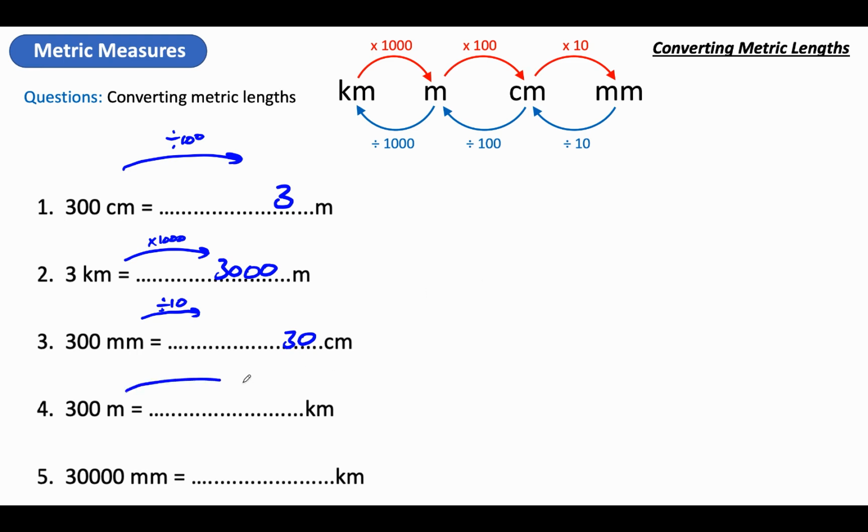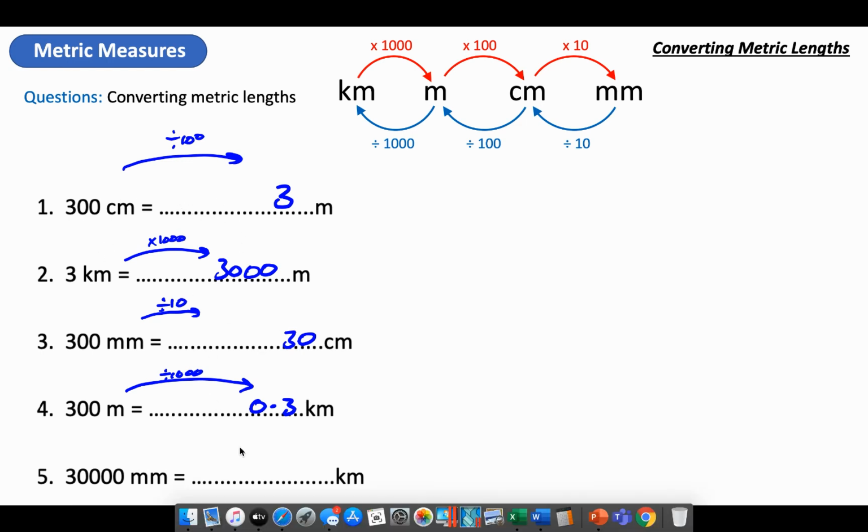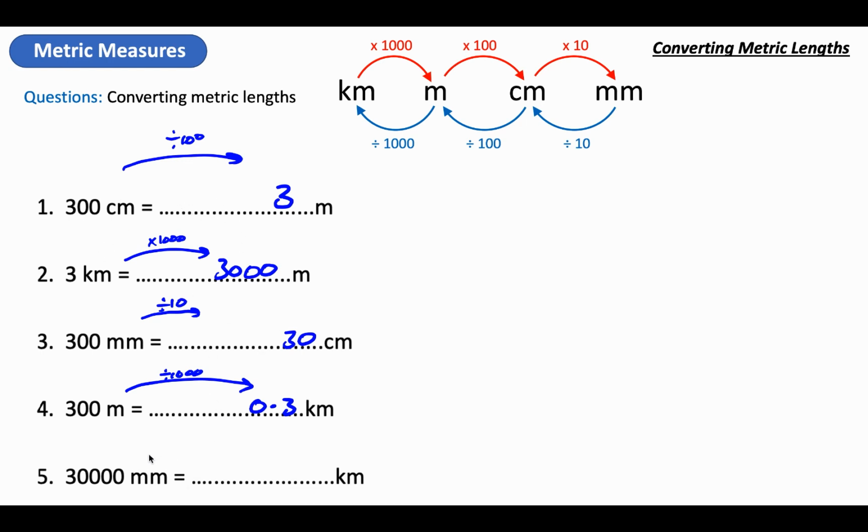Metres to kilometres then. What do I do? Metres to kilometres, divide by 1,000 because I need 1,000 metres to make a kilometre. So this is actually 0.3 kilometres. Keep in mind, all these things are equivalent. I'm not changing the length, just writing it in a different unit.